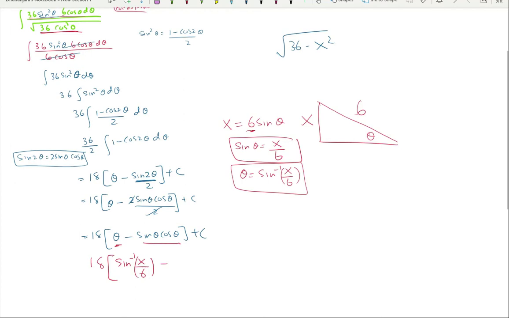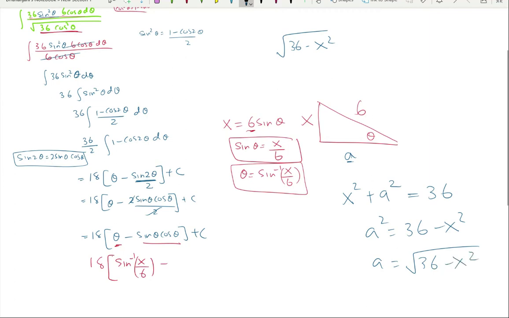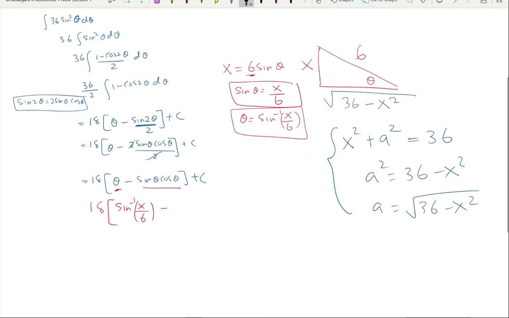So let's see. Okay, it's easy to make mistakes. Let's use the Pythagorean theorem correctly. So x square plus a square, let's call this a, is equal to 36. 6 square is 36. So a square is 36 minus x square. So a is square root of 36 minus x square. See, I did that in my mind wrong. So I want you to do the Pythagorean theorem just like I did it here, until you get really comfortable with it. So that's one thing you have to be careful about.